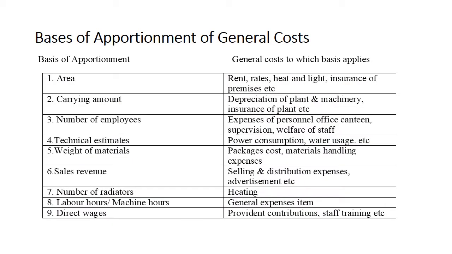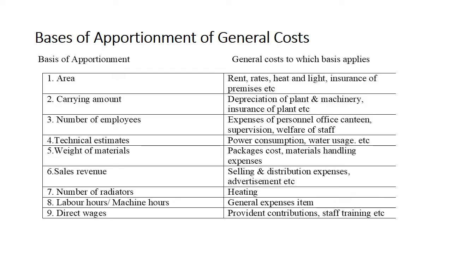We use a different apportionment basis for various overheads. For instance, for rent, rates, heat and light, and insurance of premises, normally we use the area occupied by each department. But again, if we have depreciation of plant and machinery, which is a common item, therefore we use the carrying value, that is the value of those assets of plant and machinery.